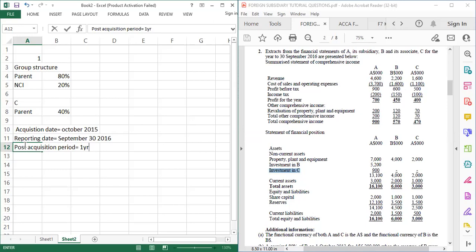The time that they bought it. The time that they acquire the subsidiary to the time that they are reporting, or to the reporting date, that is the post-acquisition period. All right.